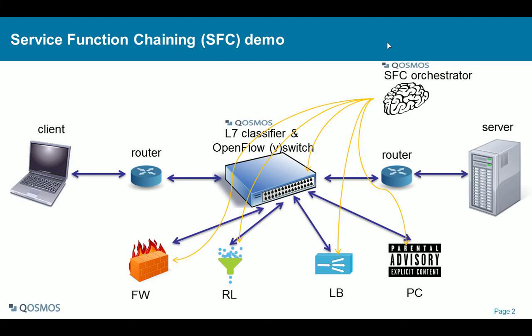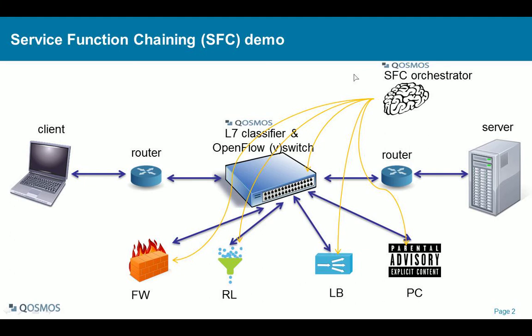So in our setup we have a client and a server establishing traffic. This traffic is going through a service chain composed of firewall, rate limiter, load balancer, and parental control. And the traffic is classified and steered by an OpenFlow compatible vSwitch. So Open vSwitch in this demonstration, with the Cosmos SAM plugin and the Cosmos DPI plugin that classifies the application. And the whole service chain is configured by the SFC orchestrator.